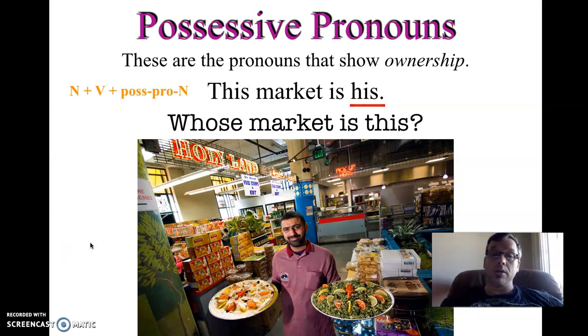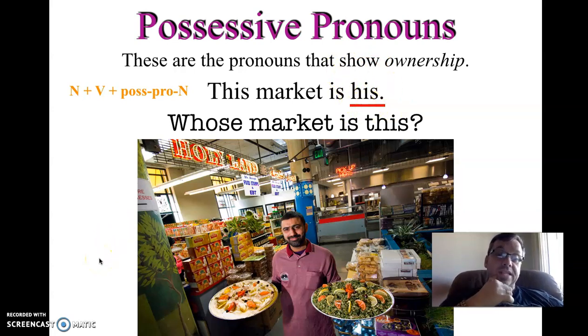Now, for this one, notice the location. The possessive adjective comes before a noun. For the possessive pronoun, here's the possessive pronoun. It comes after a verb, which comes after a noun. So noun, verb, possessive pronoun. A good clue: possessive pronouns are almost always at the end of the sentence. Okay, so his.